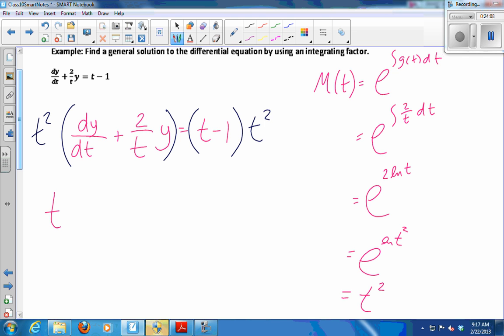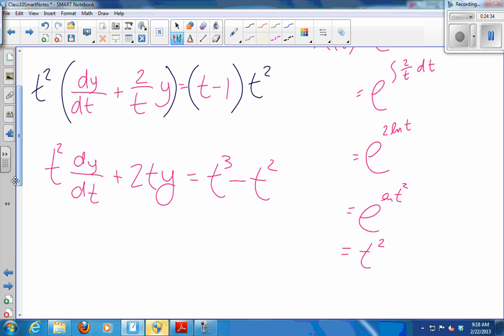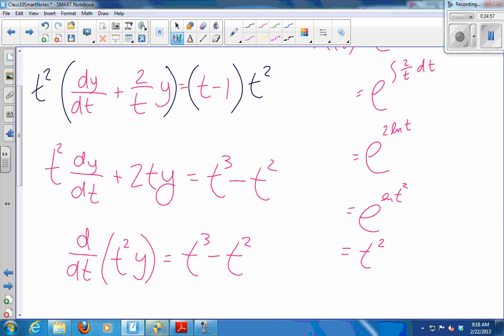Okay, so I have t squared dy dt plus 2ty, just distributing my t squared. T squared over t cancels to a t. And then that equals t cubed minus t squared. All right, the left-hand side of this equation is the product rule. It's d dt of the product of which two functions? Y and mu, which in this case is t squared. So this is d dt of t squared y. So I'm using the product rule in reverse. I'm recognizing this as having done the product rule on t squared times y.